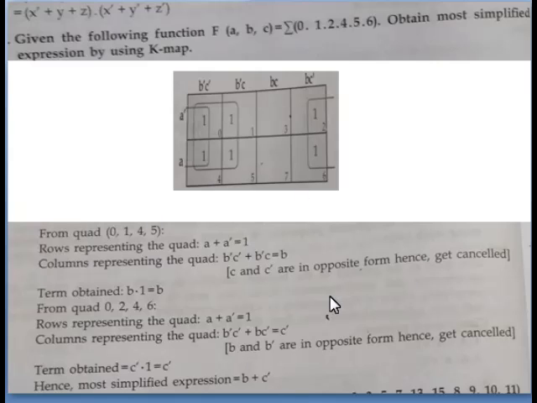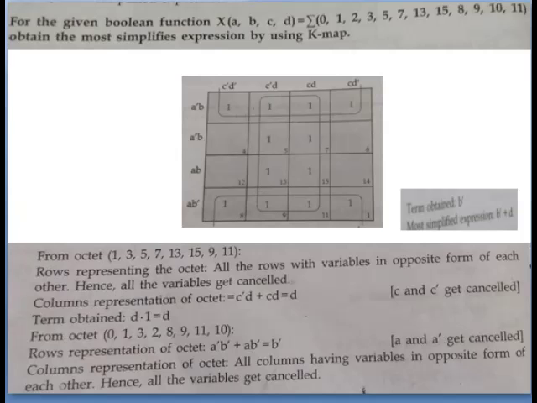This is the next question. Given Boolean function x of a, b, c, d, 4 variables, sigma, these are the numbers. Obtain the most simplified expression by using K-map. So sigma symbol is there, so it is sum of product form. A, B, C, D, 4 variables.